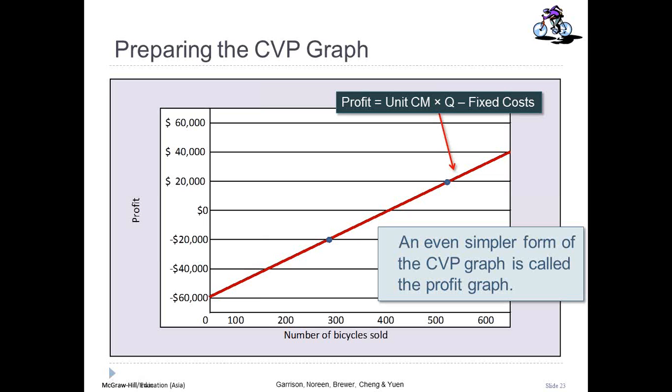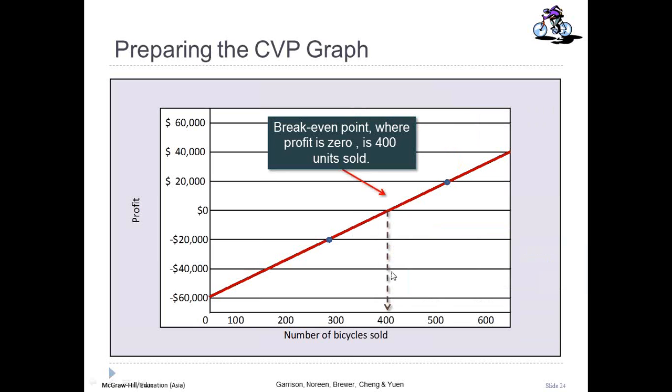To look at another CVP graph, this is simply the profit graph. So this represents what we saw in the previous slide, but it only shows the profit. It does not show the horizontal fixed expenses. It does not show the increasing sales line. What this shows is the net, the profit graph. So here again, 400 units delivers 0 profit. Therefore, it's the break-even point.